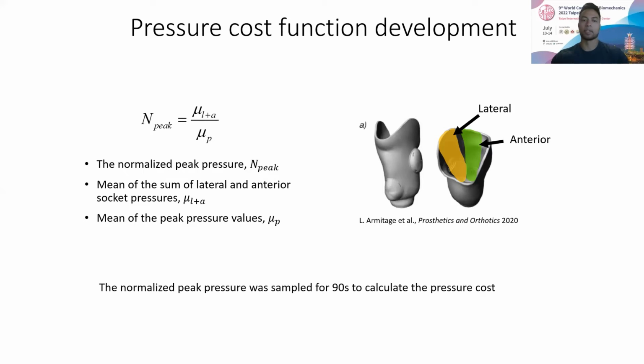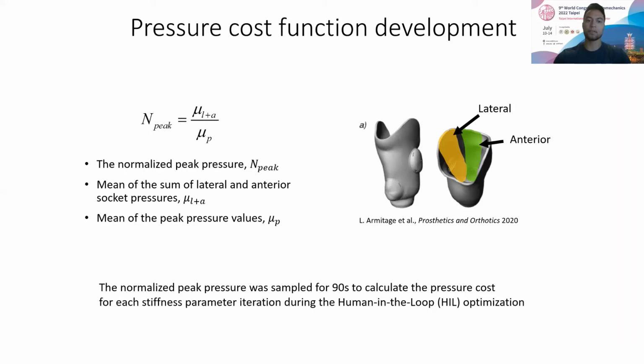The normalized peak pressure was sampled for 90 seconds to calculate the pressure cost for each stiffness parameter iteration during the human in the loop optimization. Now we'll detail this optimization next.